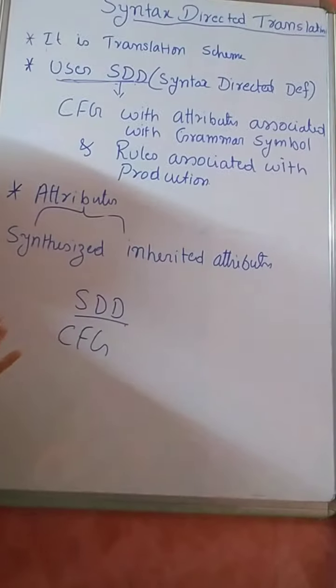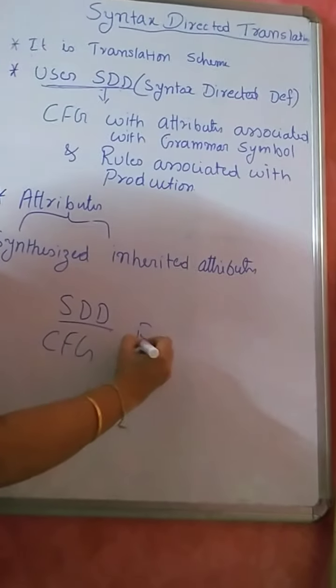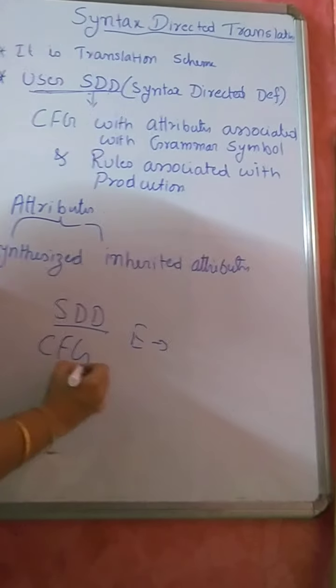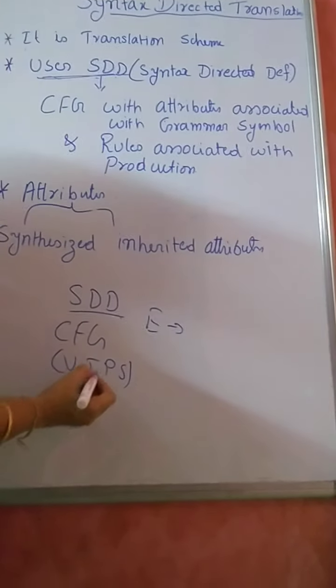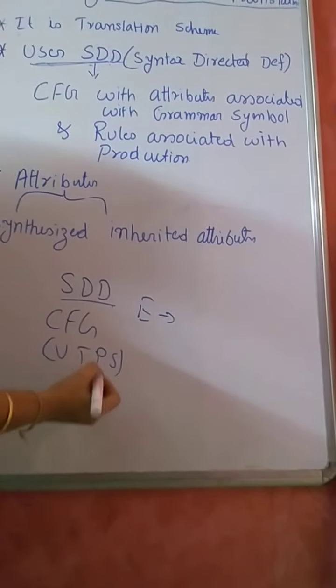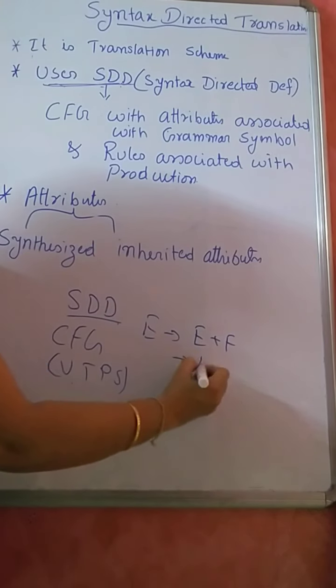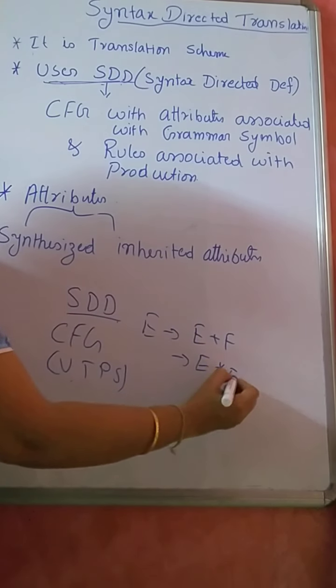So then what is this syntax directed definition, SDD? It is nothing but a context free grammar. All of you know what a context free grammar is. If I am having a set of productions, a context free grammar is nothing but a VTPS, that all of you know: a set of terminals, non-terminals, set of productions, and a start symbol. That is called a context free grammar.